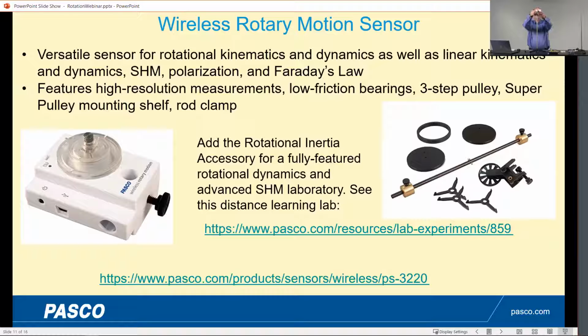So I'm going to just attach this to the stand and I'm going to put the meter stick so it's all the way on the end.